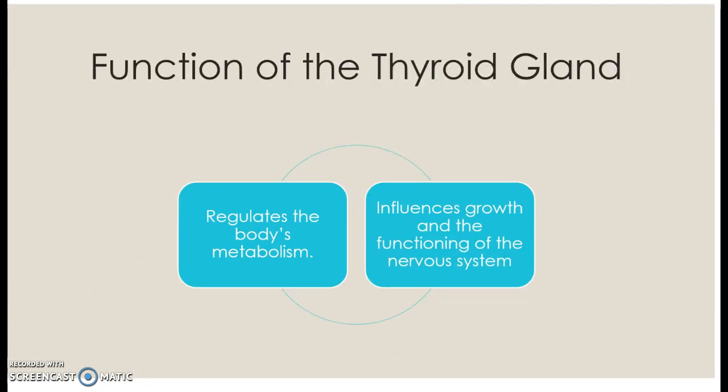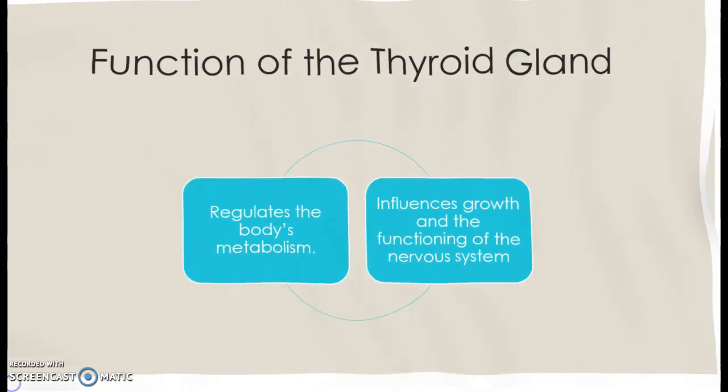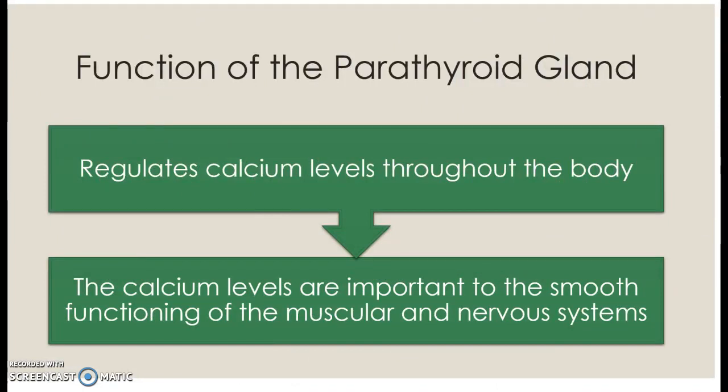The function of the thyroid gland is to regulate the body's metabolism. It also influences the growth and the functioning of the nervous system. The function of the parathyroid gland is that it regulates the calcium levels throughout the body, and the calcium levels are important to the smooth functioning of the muscular and nervous systems.